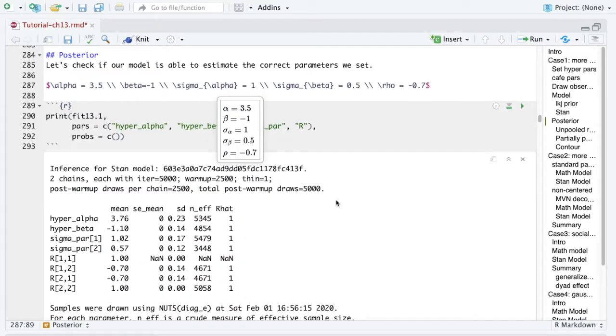After all the hard work, we can finally print our posterior and compare the results with the parameters we have set previously to see if the estimation is correct. It seems that the results are very close to our predefined hyperparameters.